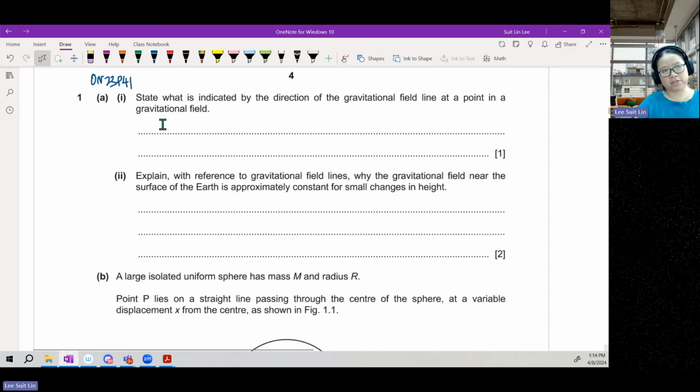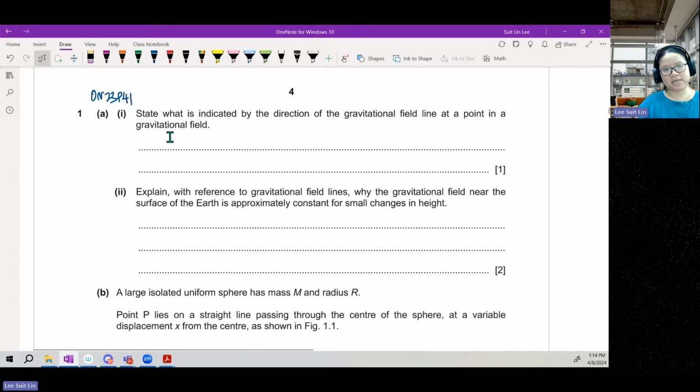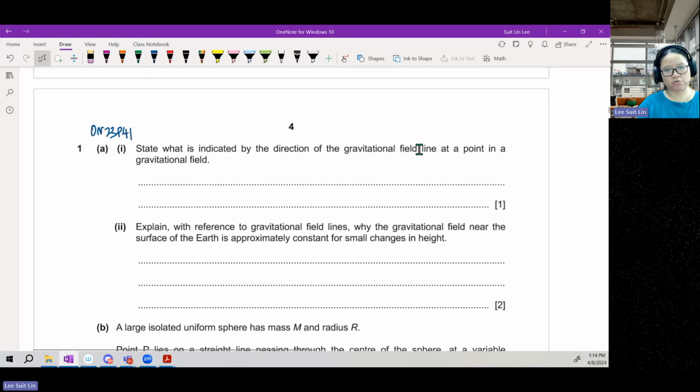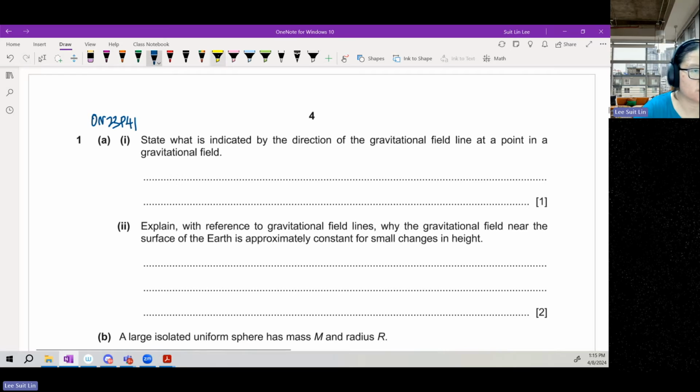Looks like this one is about gravitational field. State what is indicated by the direction of gravitational field line at a point in a gravitational field. So these gravitational field lines are basically a diagram way to represent the field. Currently, you are sitting inside the gravitational field, but you cannot see the field, right?